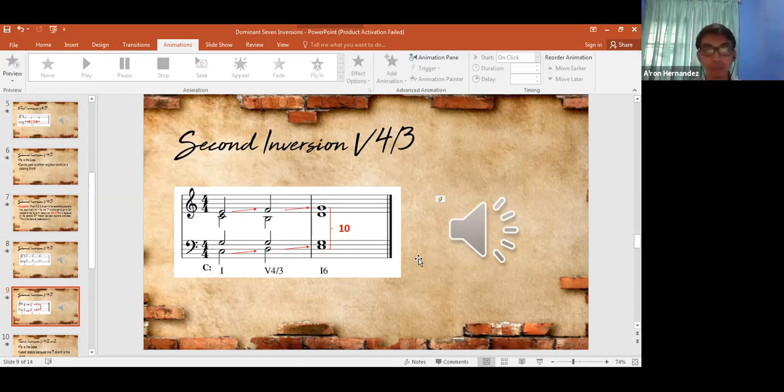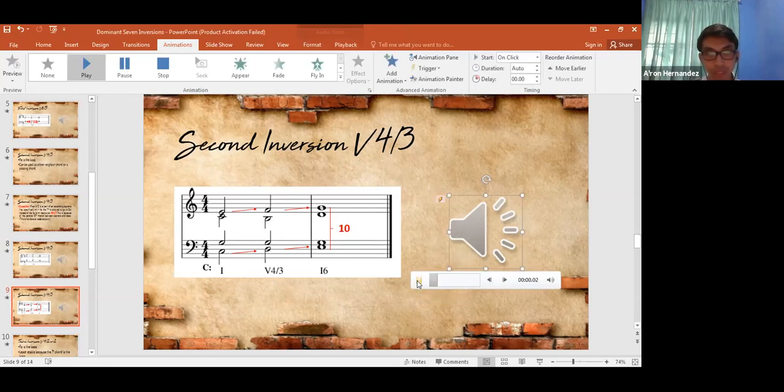Okay, so we have the 10th in there. And then one thing you have to remember is that you have no choice if you want to use this with the ascending line. You have to end with the 1-6, in order to have that 10th. So this is how it sounds. Okay, so it's being used as a passing chord.